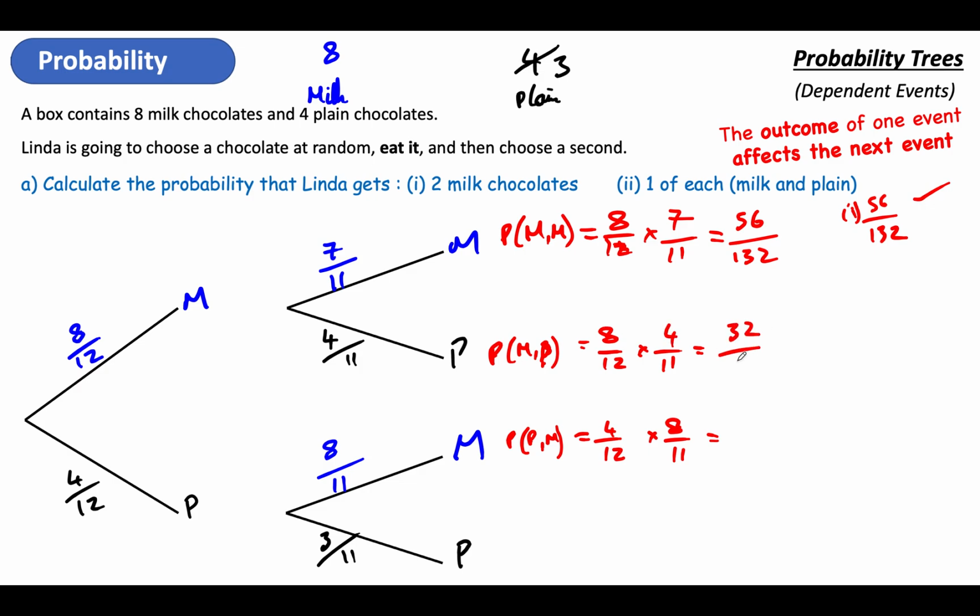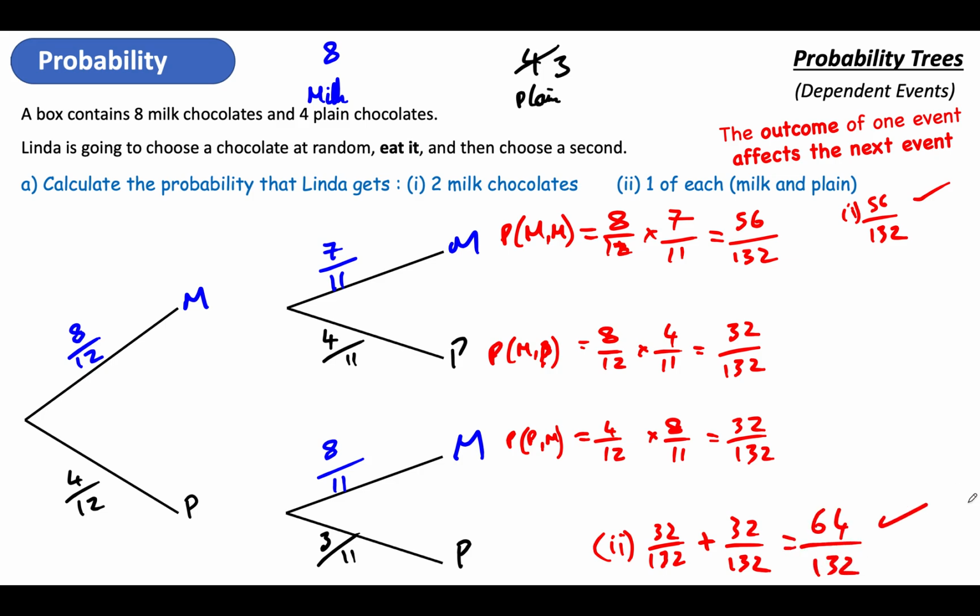That's 32 out of 132. And this one is also, as it happens, 32, just double checking I've got my maths right. 32 out of 132. Now, obviously for this one, I want either of those outcomes. I want either the first one or the second. So I add my 2 probabilities together. 64 out of 132, or equivalent.